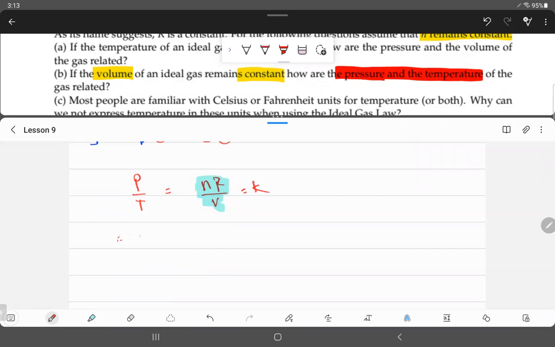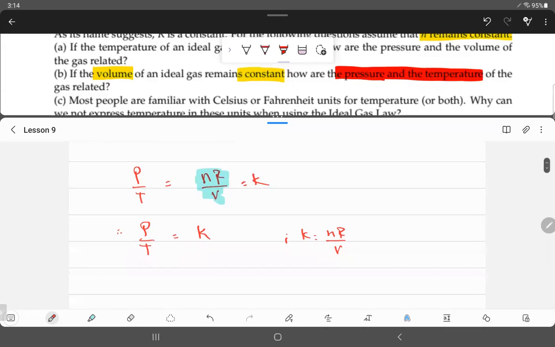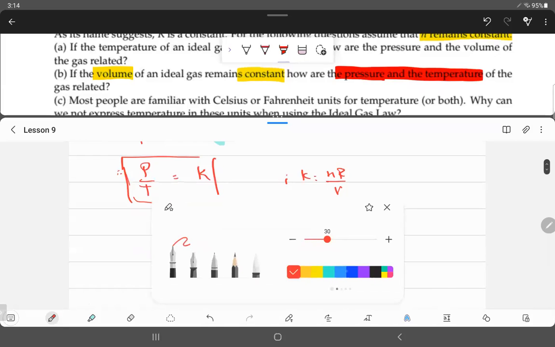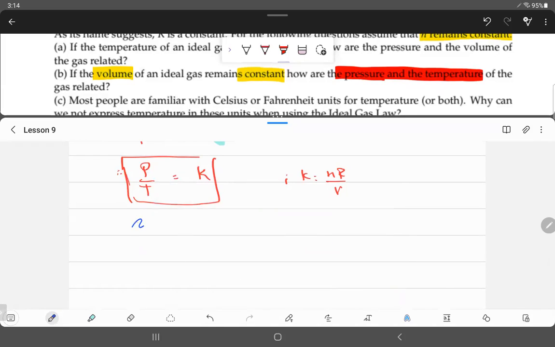So what do we have? P over T is all the time going to be equal to K, such that K is nR over V. So what is the relation between pressure and temperature? Who can tell me what this is? Directly proportional. A perfect direct proportion. Good.